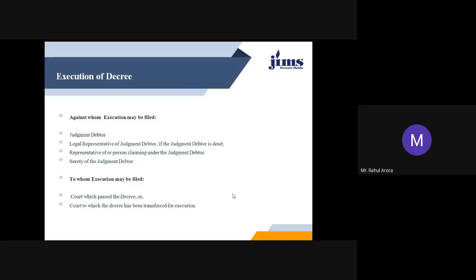Now, the next question is, to whom may the execution application be filed? The answer to this question has been dealt with under sections 38 and 39 of the Code of Civil Procedure. The answer is the court which passed the decree or the court to which the decree has been transferred for execution.